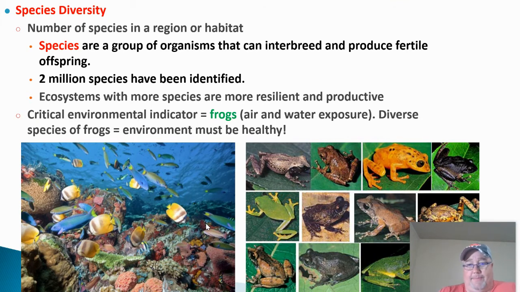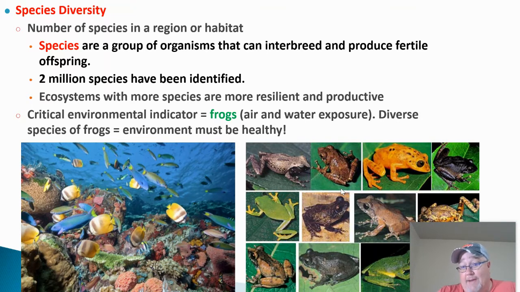Another thing we look at, at least one specific organism, is we look at frogs. Frogs are interesting because they're amphibians, right? So they breathe air, so they require healthy air, and they also require water.